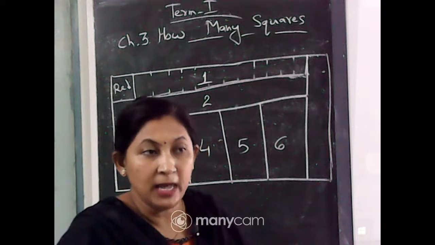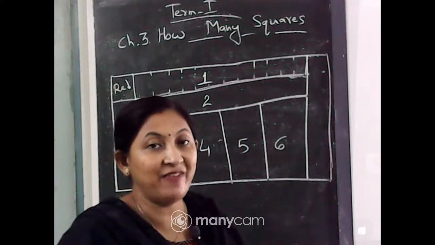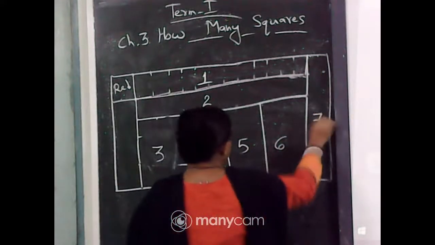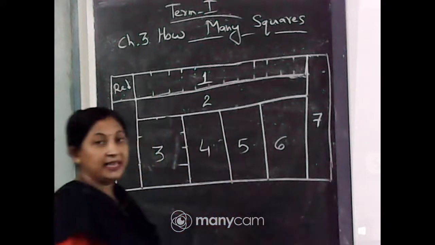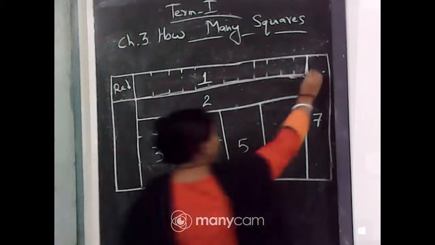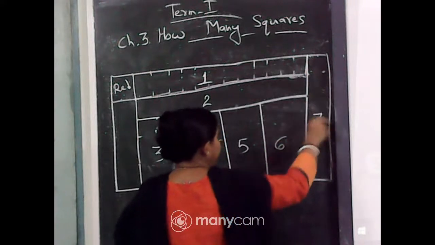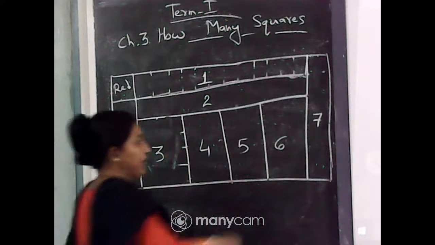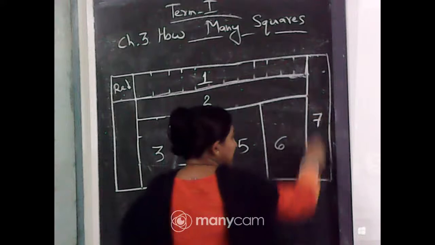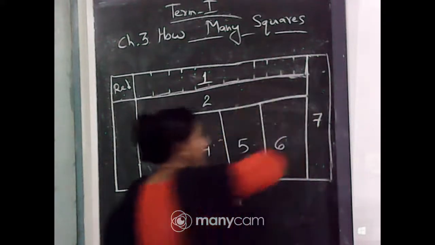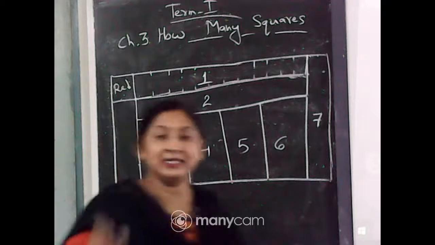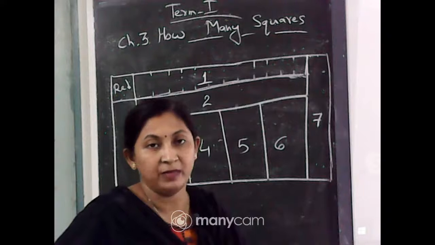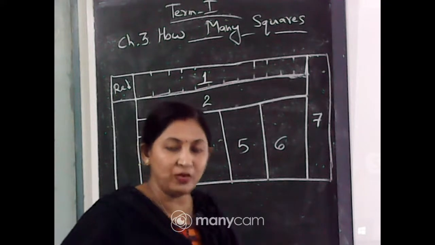Clear? Now the last rectangle, that means the seventh one, the vertical one. You can see that in the seventh rectangle there are 1, 2, 3, 4, 5, 6, 7, 8, 9, 10, 11, 12 squares. Vertically it has 6 squares and horizontally it has 2 squares, which makes 12. So 12 squares, not rectangles, 12 squares.